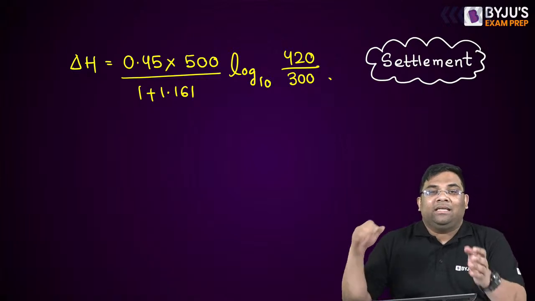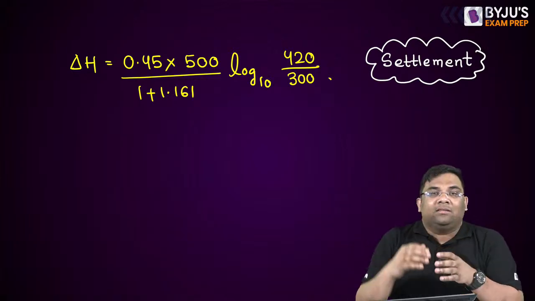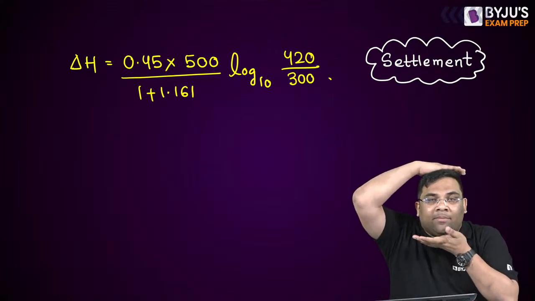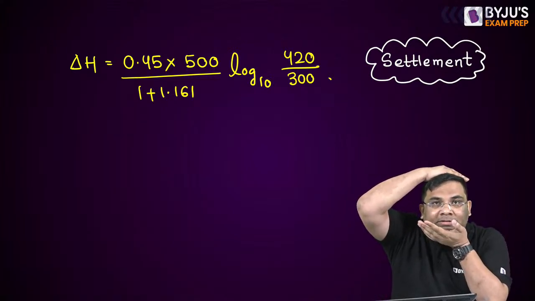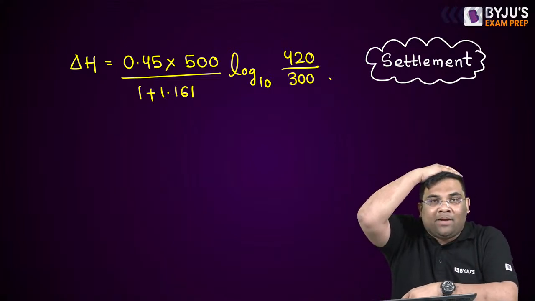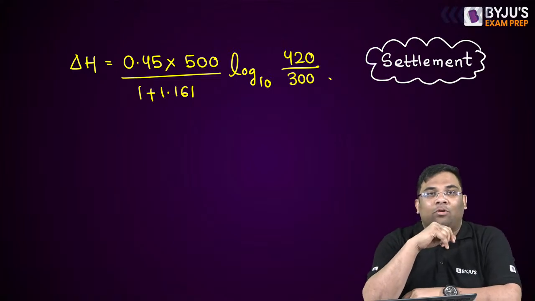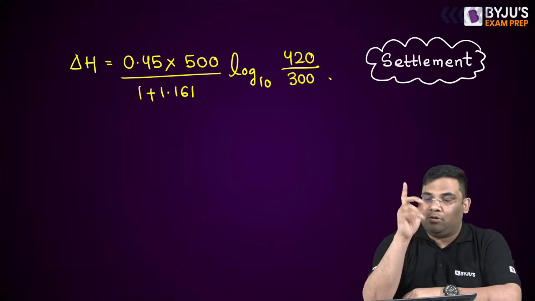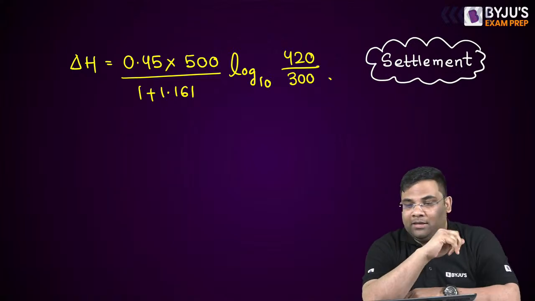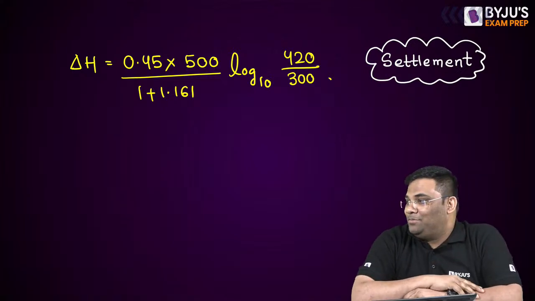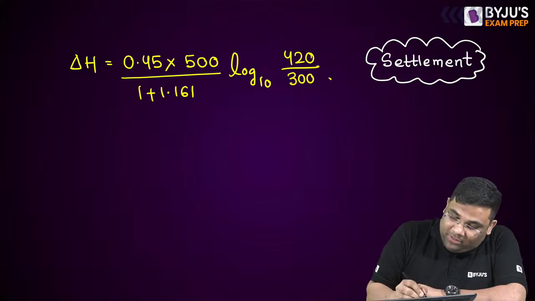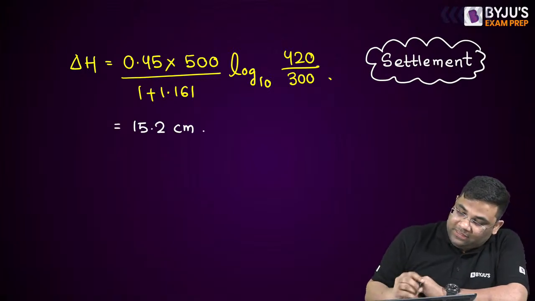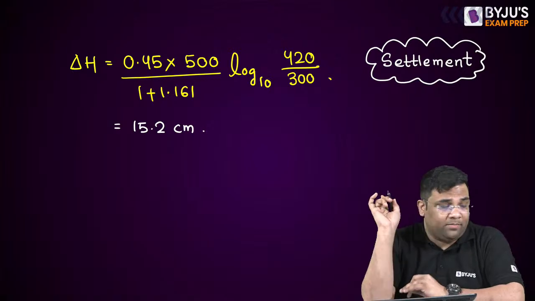See, if I compress your head like this, the time taken to compress your head depends on what? Whether I am applying from top or bottom, right? Yes. But if I am only applying from top, the time taken might be more. But the net compression will be same, na? Understood? I will not press your head, so don't mind. Okay. So getting how much? 15.2 centimeter. Settlement, single drainage, double drainage doesn't matter.